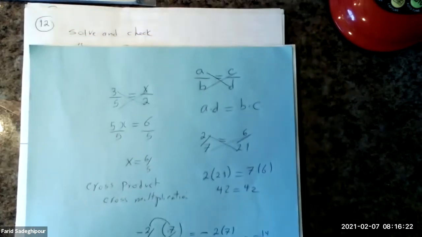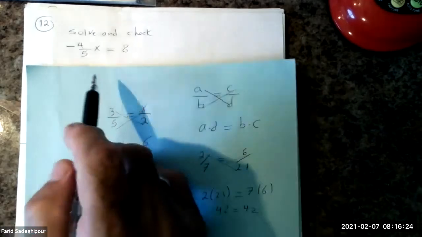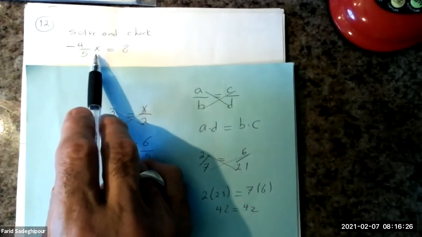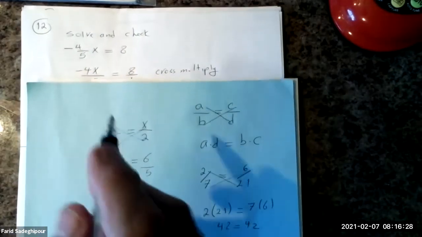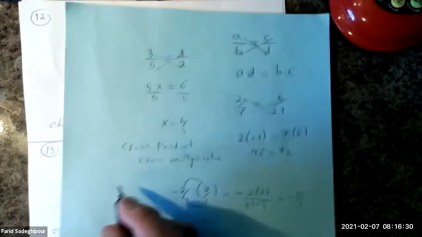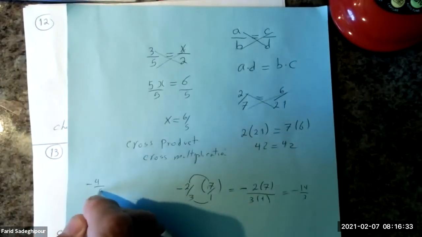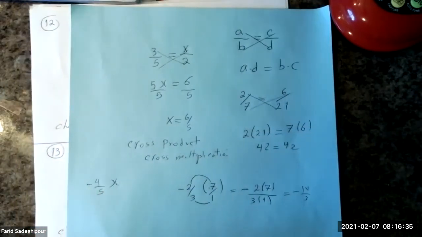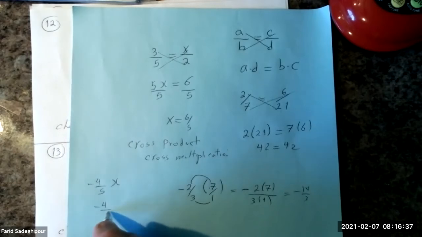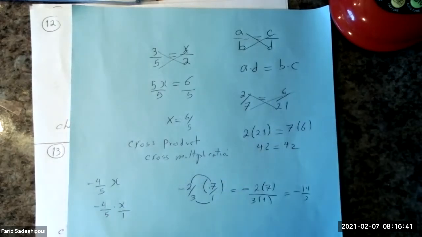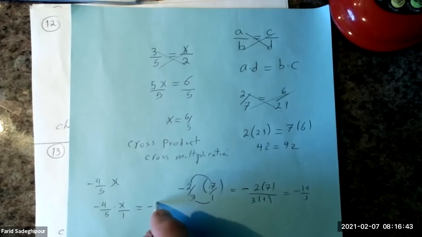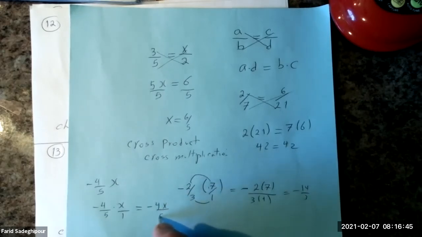The reason I'm saying that here, if you want to multiply these two, instead of x, you write x/1. So see, it's -4/5 x, right? So you write it as -4/5 times x/1. And that is -4x/5.